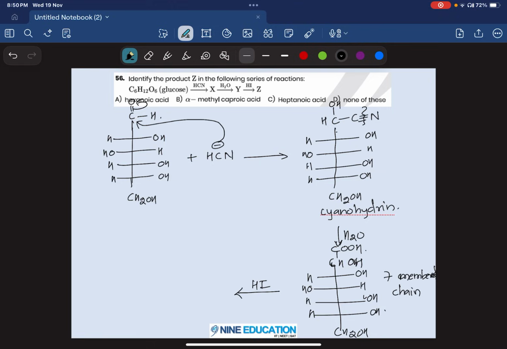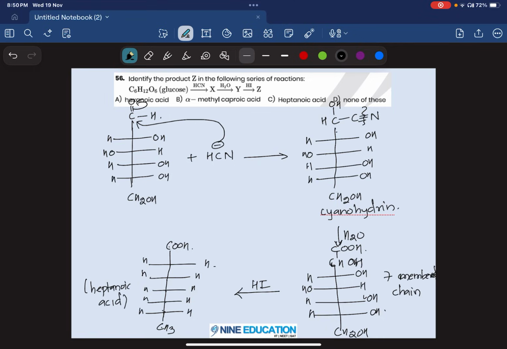So what is happening here? Here you will get heptanoic acid as the product. Except for the COOH, all other groups are reduced. CH3, hydrogen, hydrogen, hydrogen, hydrogen. A straight chain acid is formed. 1, 2, 3, 4, 5, 6, and 7. That is nothing but heptanoic acid.